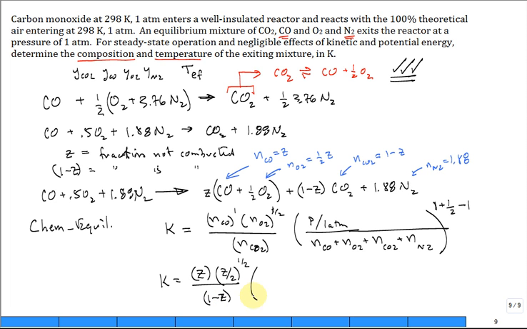Okay, our pressure is 1 atm, isn't it? So if they said it was 5 atm, coming out at 5 atm, that would have an effect. The pressure would have an effect, but it's just 1 atm. So it's 1 over the number of moles of CO, Z, plus 1/2 Z plus 1 minus Z plus 1.88. All of that to the 1/2 or square root.